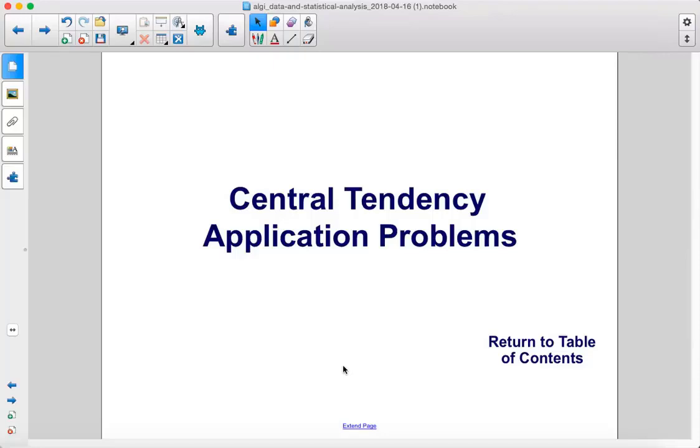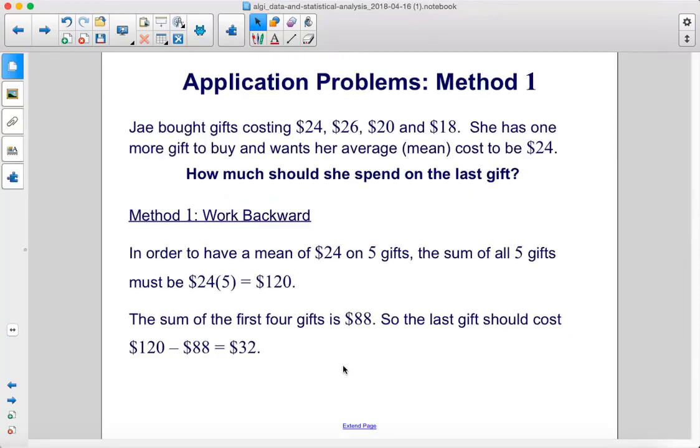Central tendency application problems. Jay bought gifts costing $24, $26, $20, and $18. She has one more gift to buy and wants her average mean cost to be $24. How much should she spend on the last gift?